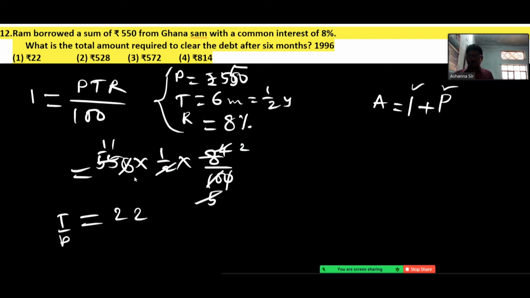Now we have to add principal to this interest. Principal 550 rupees. So amount A is equal to 572 rupees. What is the total amount? 572 rupees. 5 plus 2 is 7, 572. Option 3. Option 3 is the correct one.